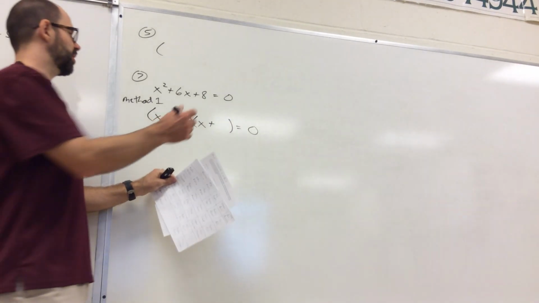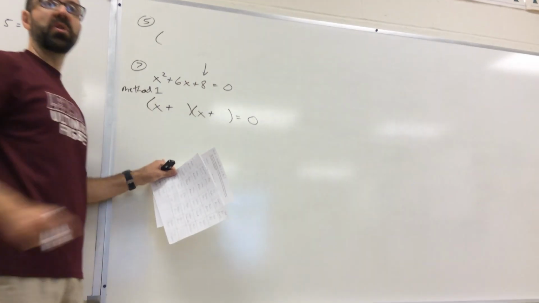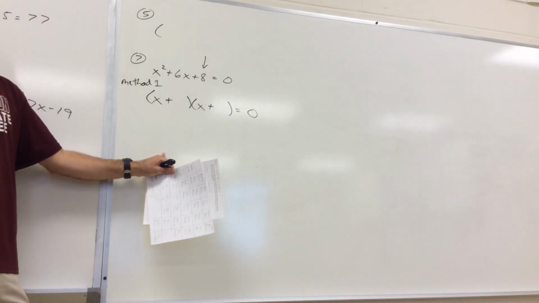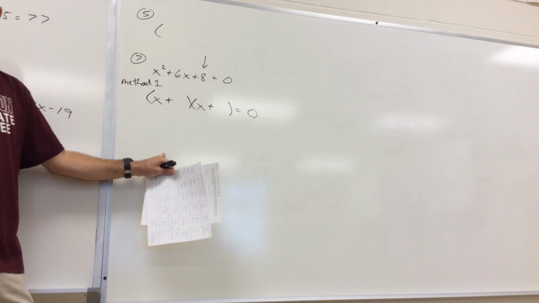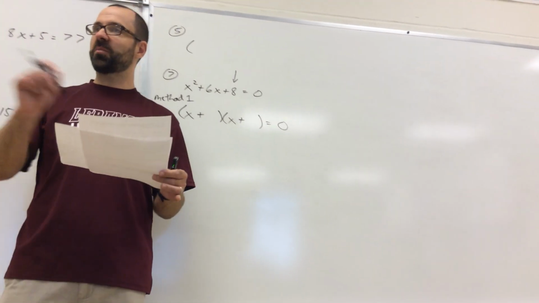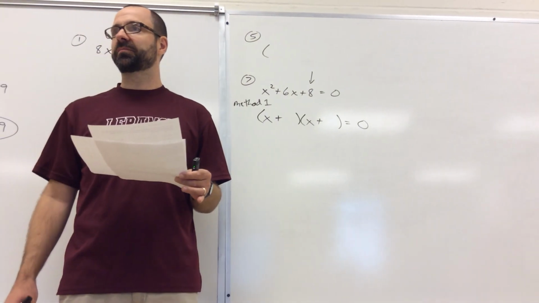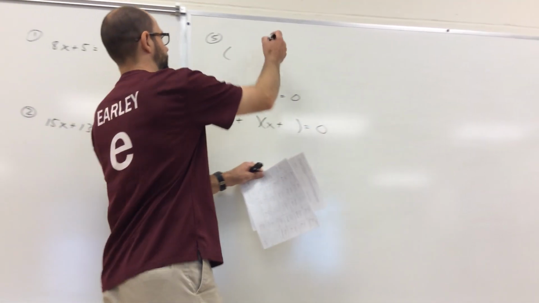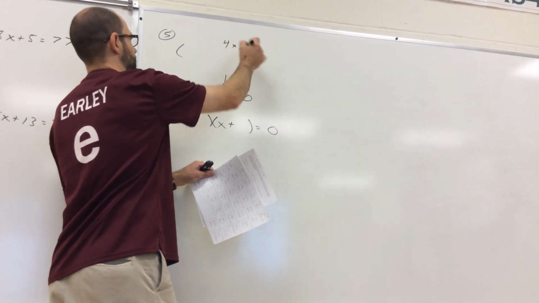Okay, now the next thing we're looking for is 2 numbers that multiply to be 8. So what are 2 numbers that multiply to be 8? Yeah, Allison. You're up. I need 2 numbers that multiply to be 8. All I'm looking for is 2 numbers that multiply together to be 8. 4 times 2. Awesome.